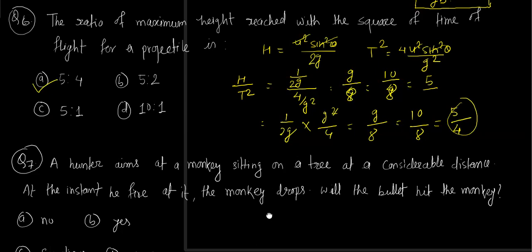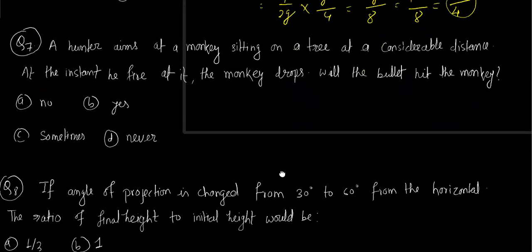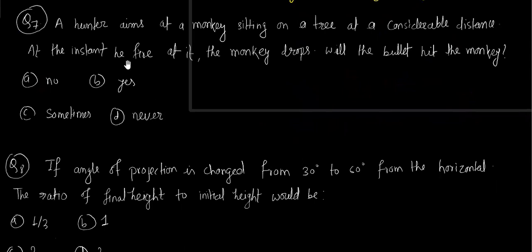Now let us move to question number 7. A hunter aims at a monkey sitting on a tree at a considerable distance. At the instant he fires at it, the monkey drops. Will the bullet hit the monkey?